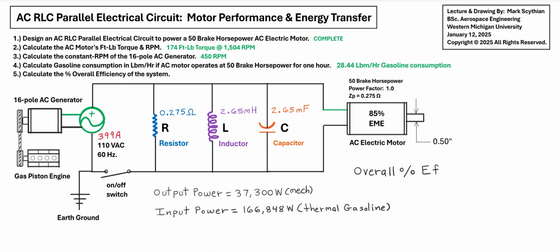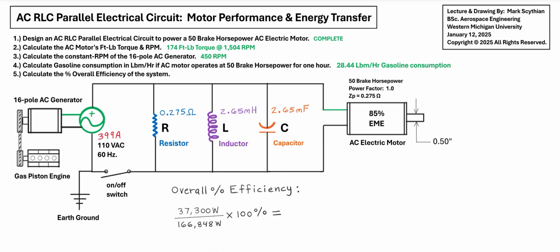So our overall percent efficiency is equal to the output power divided by the input or indicated power, then times 100%. So we calculate 22.36% overall efficiency of the system.